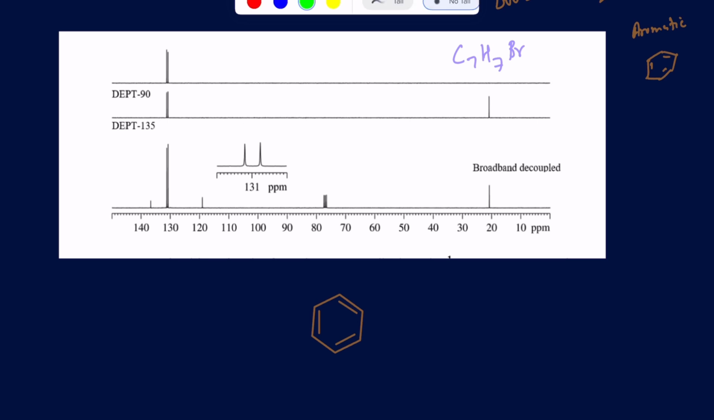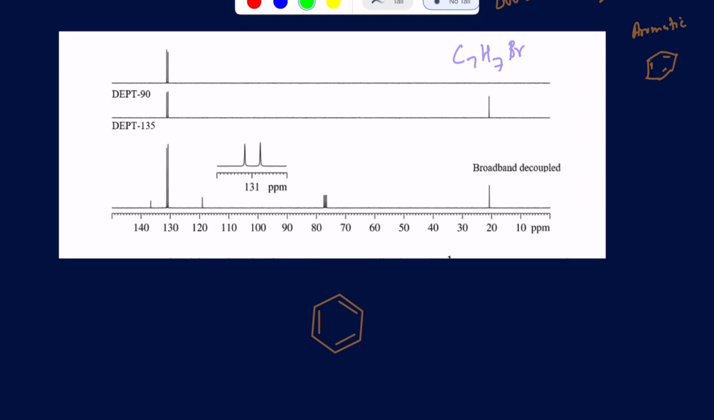So that's the first thing I want to look for. Do I have those signals in there? It seems like I do have one signal here, and a couple of signals here where you can see the height of these is a lot bigger than the height of the other two. So that tells you these are probably representing more than one carbon.